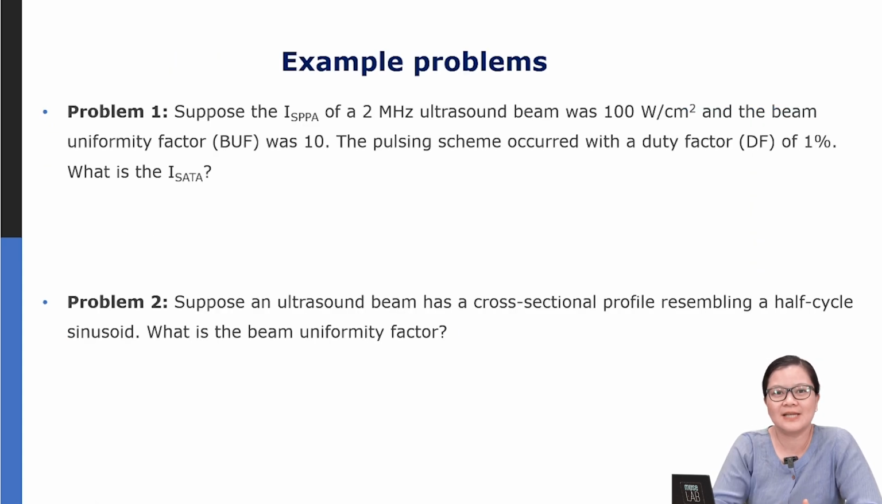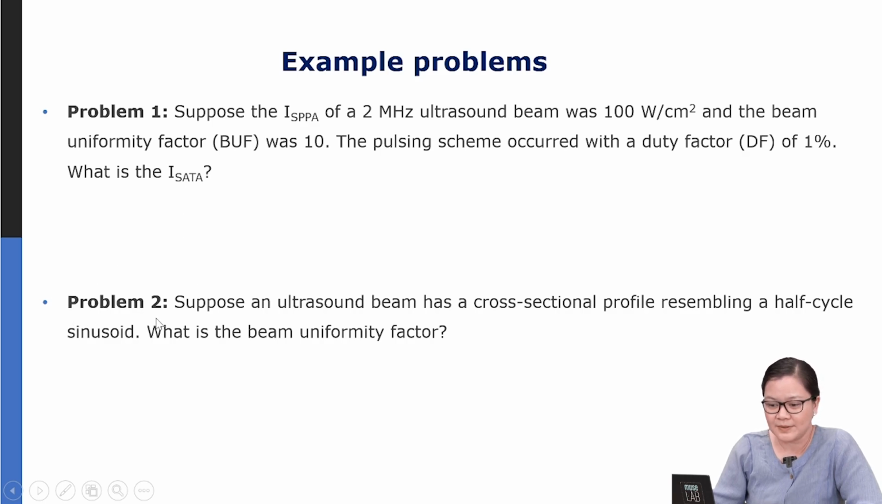Now let's look at some example problems. For the first problem, suppose the ISPPA, or the spatial peak pulse average intensity of a 2 megahertz ultrasound beam was 100 watts per centimeter squared, and the beam uniformity factor was 10. The pulsing scheme occurred with a duty factor of 1%. Now we want to find what is the ISATA, or the spatial average temporal average intensity.